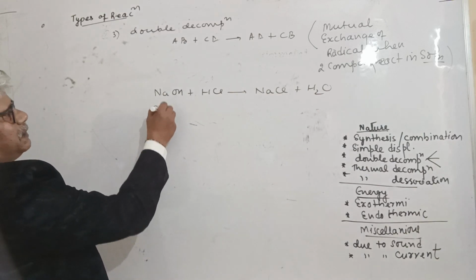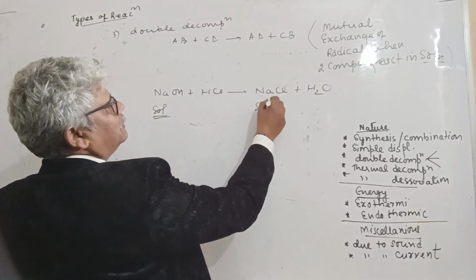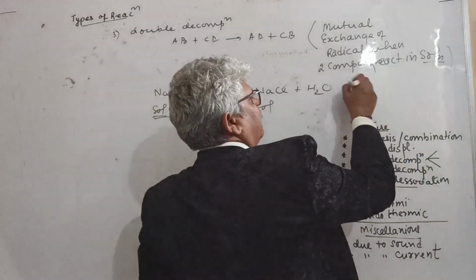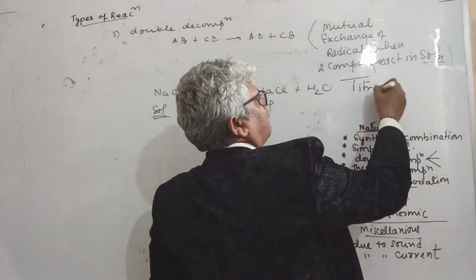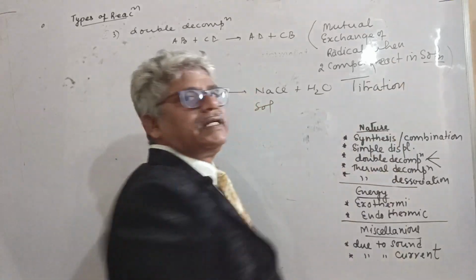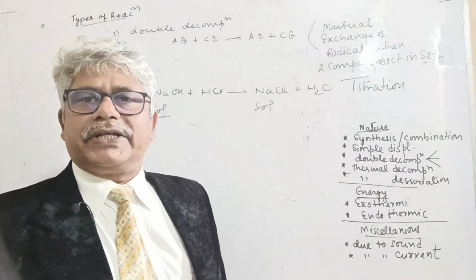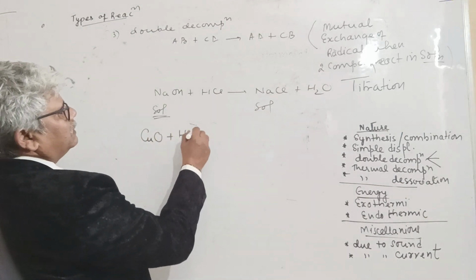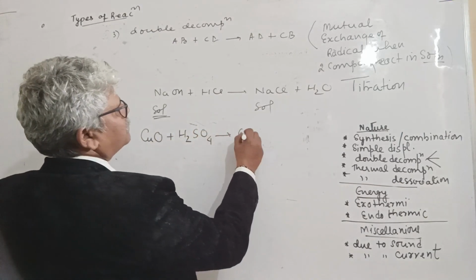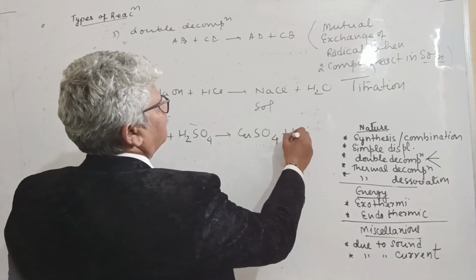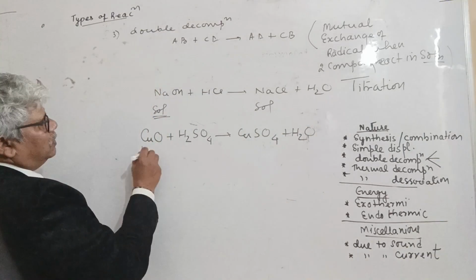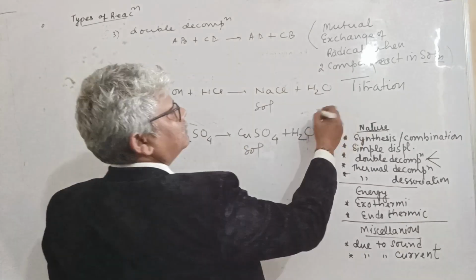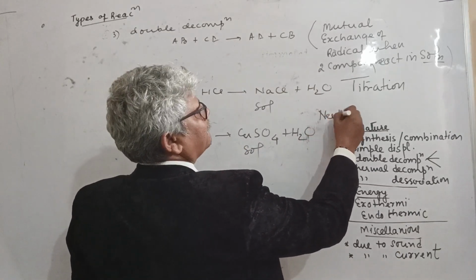This is soluble, remember, and this is also soluble. So when soluble gives soluble, it is called titration, double decomposition involving titration. When insoluble reacts with acid to give soluble, this is insoluble in water, but this gives soluble, then it is called neutralization.